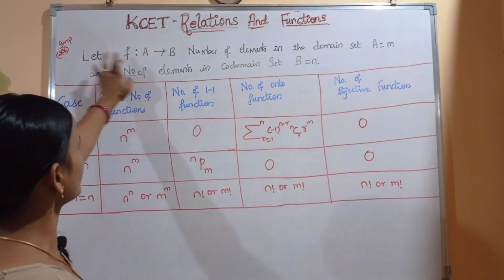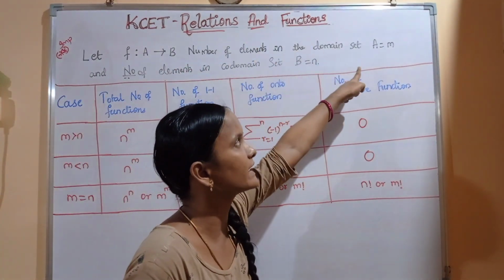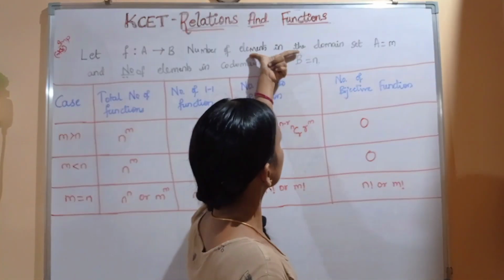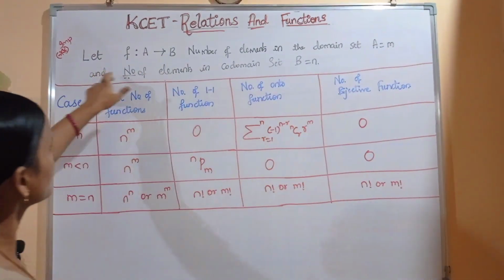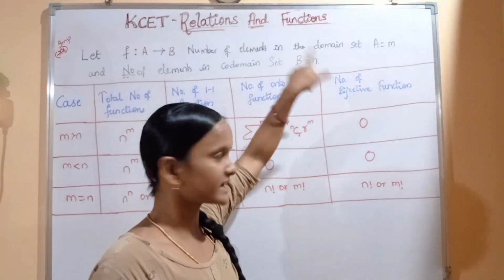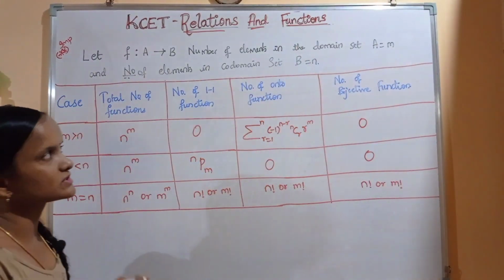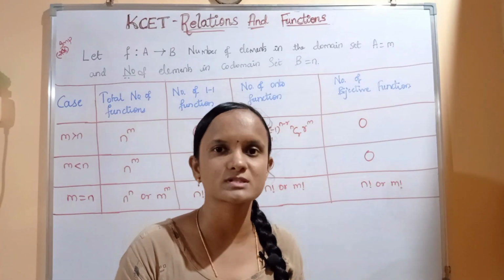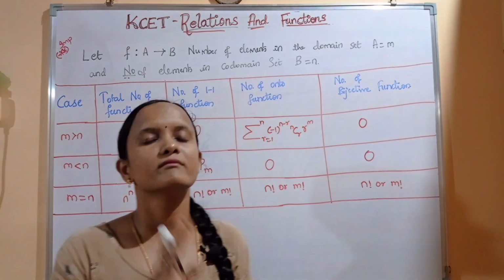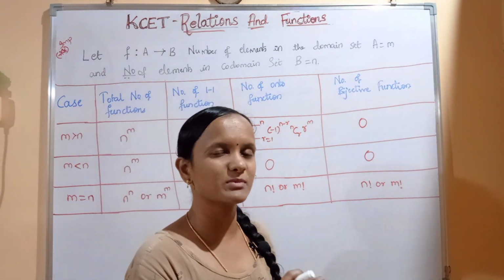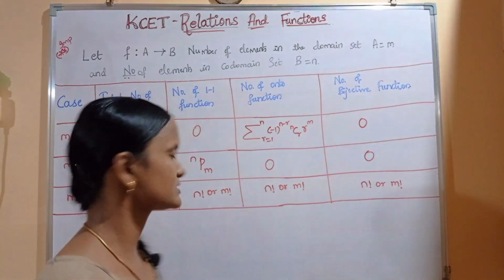See here, let f be a function from A to B. The number of elements in the domain set, or first set, A is m, and the number of elements in the codomain, or second set, B is n. Then how many onto functions are possible? How many one-one and bijective functions can be written, or how many total functions can you construct? Let us check.